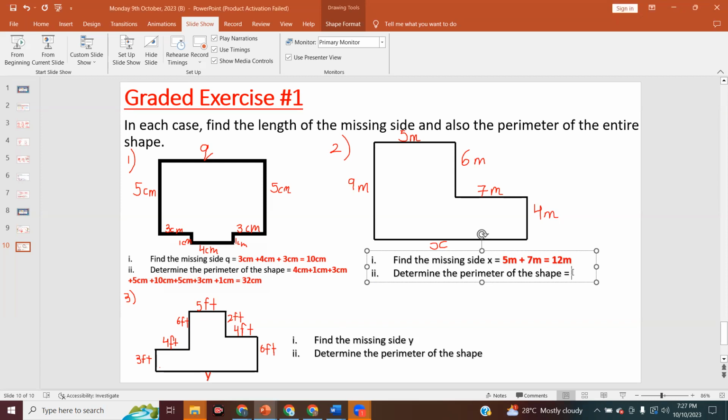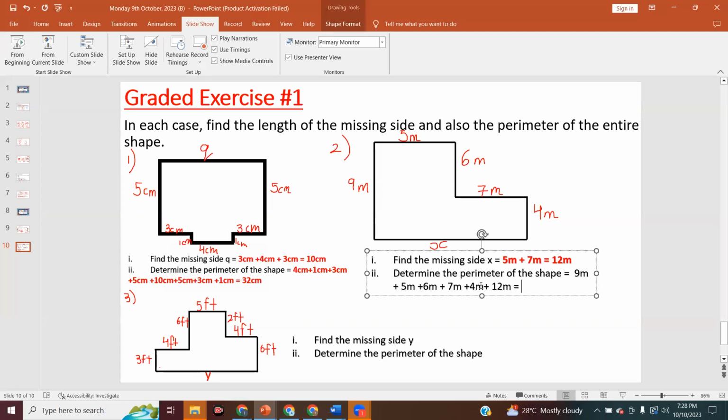Let's count. So we have 9 meters plus what? Plus 5 meters plus what? 6 meters plus 7 meters plus 4 meters plus, what is X again? X is what? X is 12 meters. So we have to add them all together. So 9 meters plus 5 plus 6 plus 7 plus 4 plus 12. Let's add them.